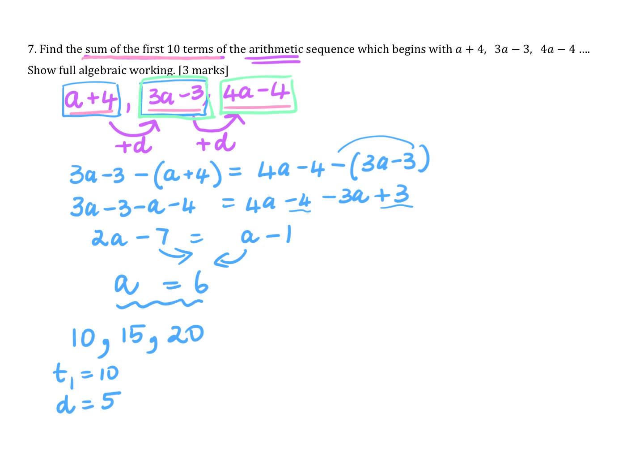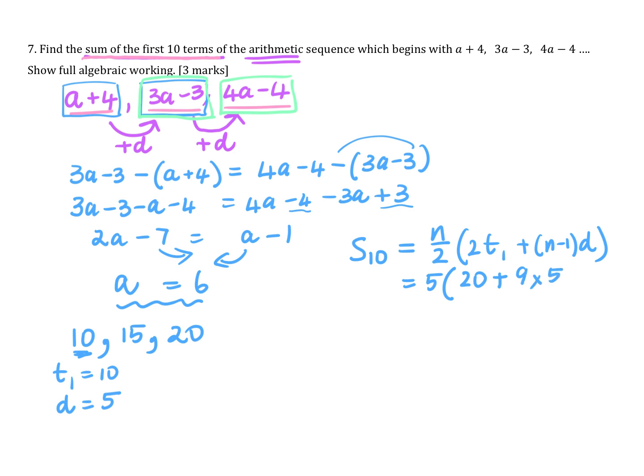Now, we are after the sum of the first 10 terms. So that equals, what are we doing? n over 2, 2 lots of term 1 plus n minus 1 d. Sum of the first 10 terms, 10 over 2 gives 5, 2 lots of term 1, term 1 is 10, it's going to be 20, plus n minus 1, 9, lots of the difference, which is 5. And that gives me 325.